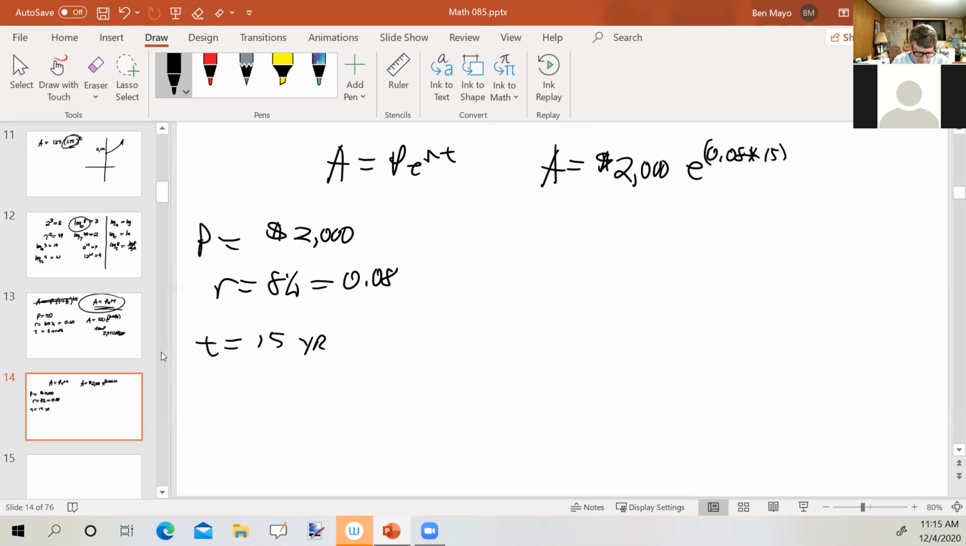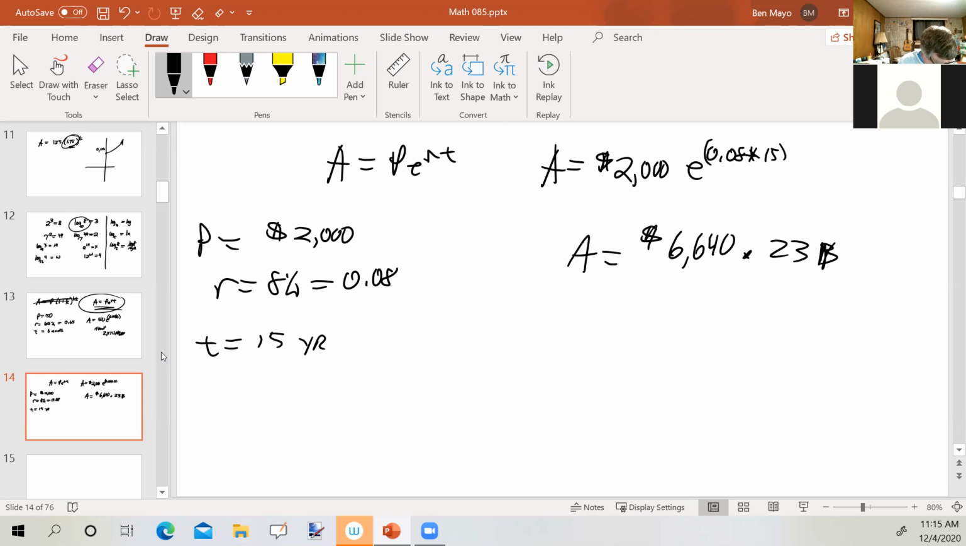2,000 times e to the x, 0.08 times 15, and we get $6,640.23, and then there's a 3 there, so 23 cents. Okay, already talked about the change of base formula, which was in 11.6. We've got 5 minutes left here.